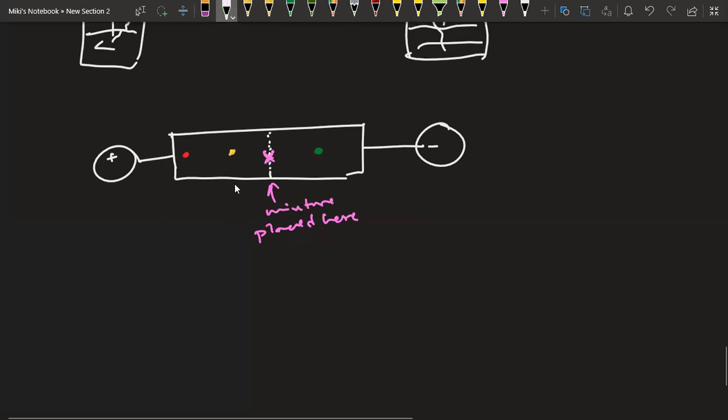Okay, so these are the results after the electrophoresis is done. We place the mixture and we got these distances. Now, what type of amino acid should it be? We are getting some amino acids. Amino acid itself does not have any color.